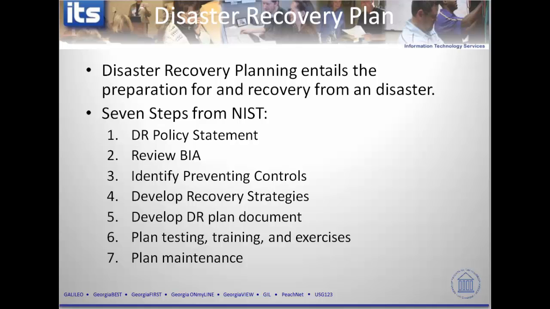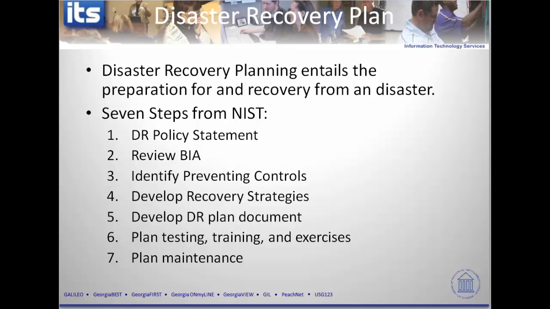Now we're moving into disaster recovery, and we're going to talk a little bit about what disaster recovery means, how it fits in this whole continuum between incident response and business continuity, and then talk about two different classifications of disaster recovery plans. So first thing, let's start with the definition again.